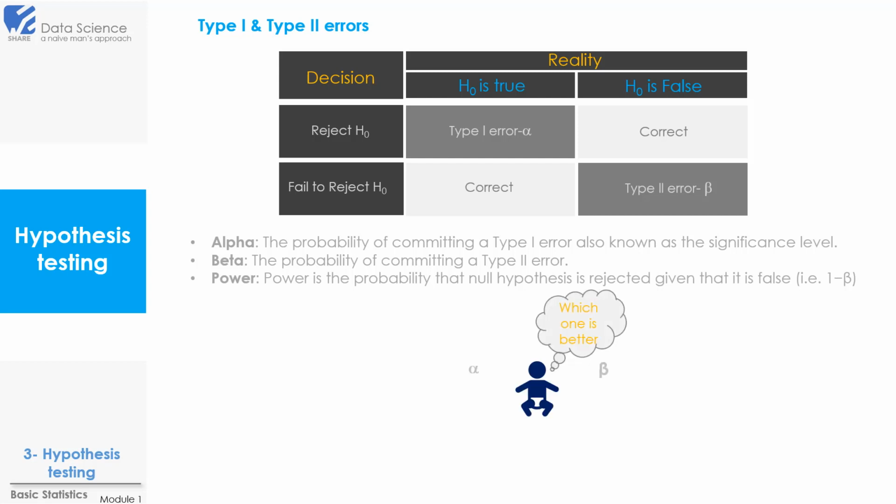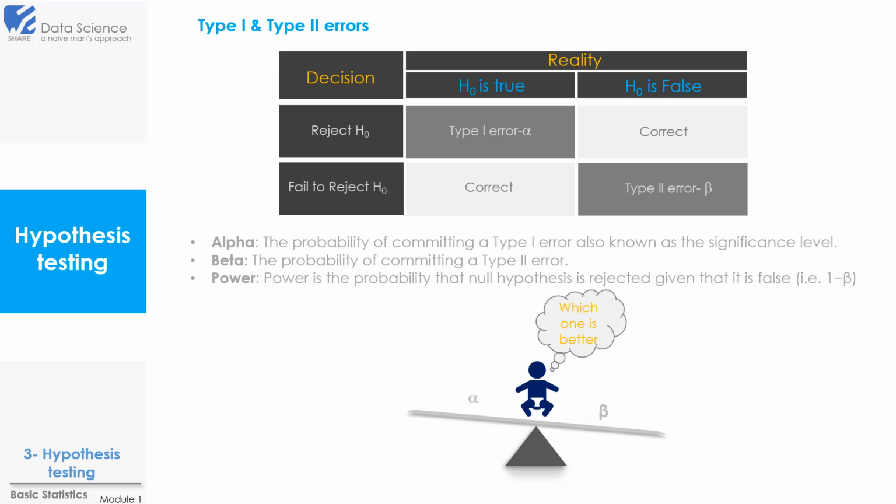Now the next question is, how can we reduce both type 1 and type 2 errors? Or do we have to do a trade-off between them? If yes, then which one is better, or which one will cause less harm? In reality, we cannot reduce both the errors simultaneously, because as alpha increases, beta will decrease and vice versa. So we will have to do a trade-off based on the problem at hand.